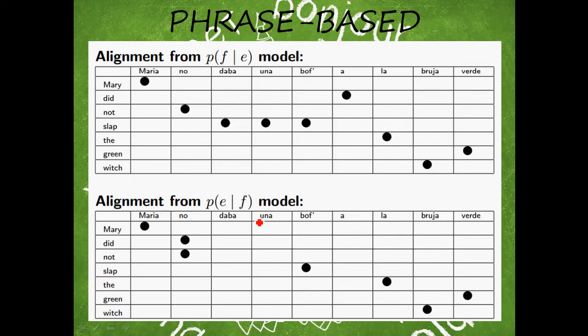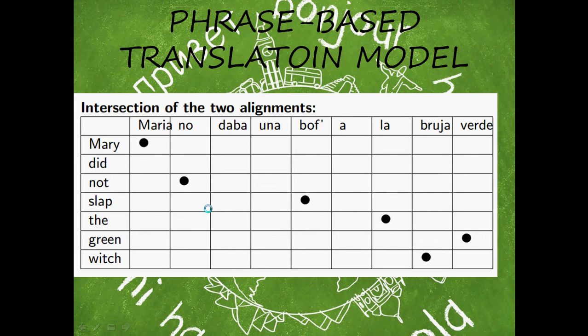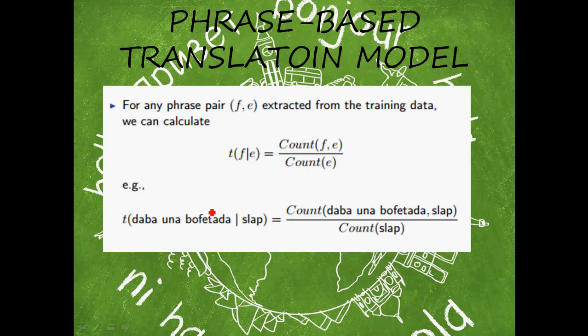First, we have the alignment matrix of both P of F given E and P of E on the condition of F. What we need to do is to find the intersection of the two alignments at the starting point, as you can see here. And here is how we get the value of t.